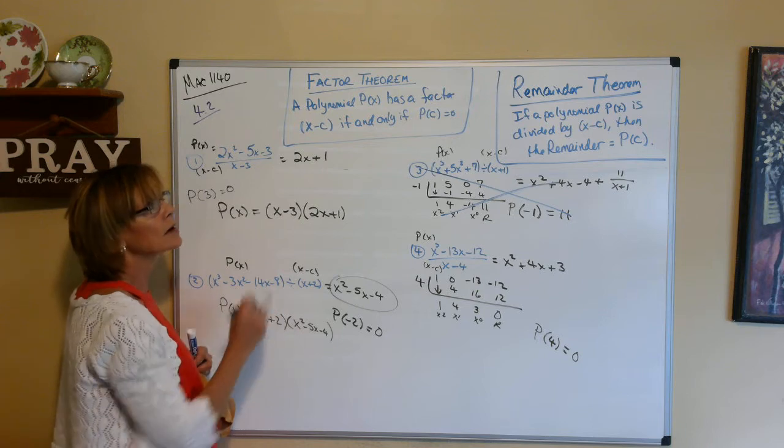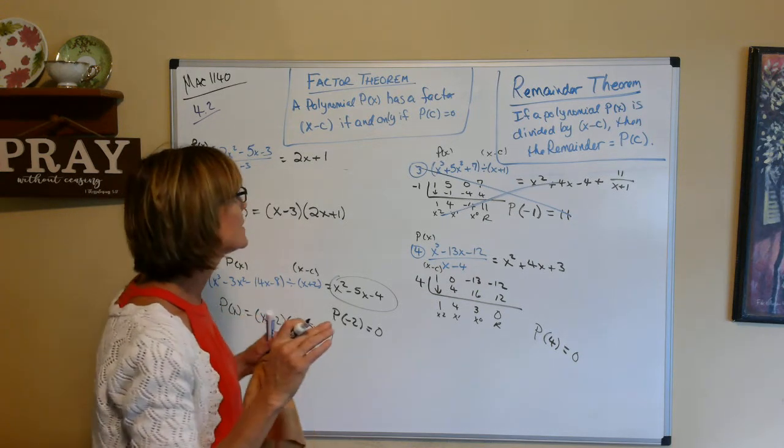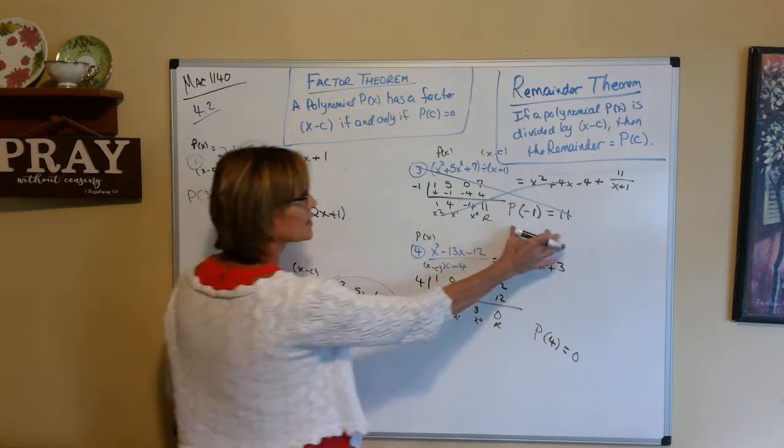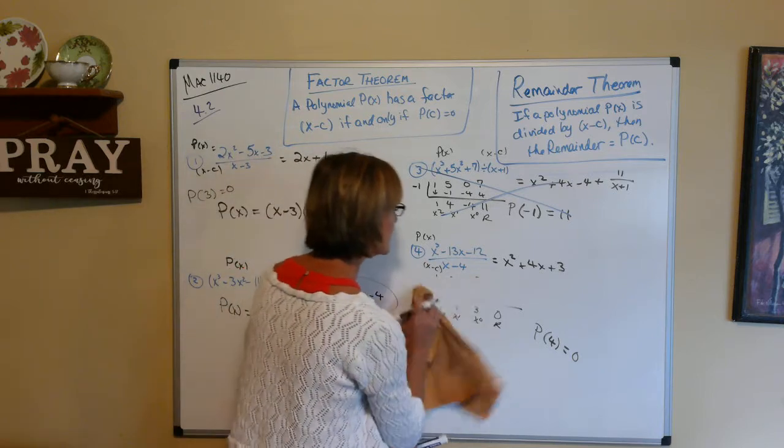For 3 we could not apply the factor theorem because it did not have the right conditions for us to use it. But we can use it on 4. So again, let me just erase where we divided so we have more room.